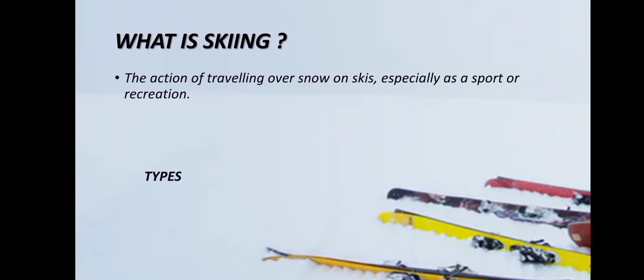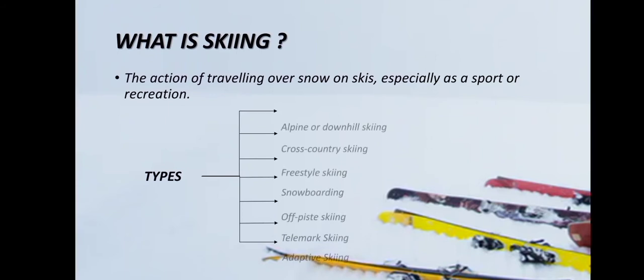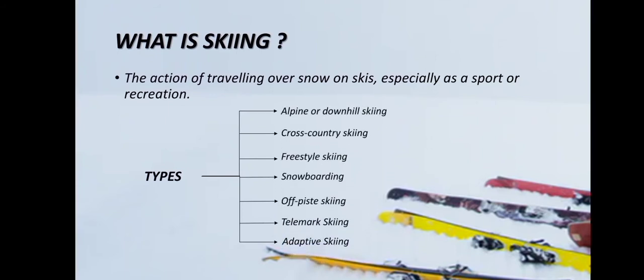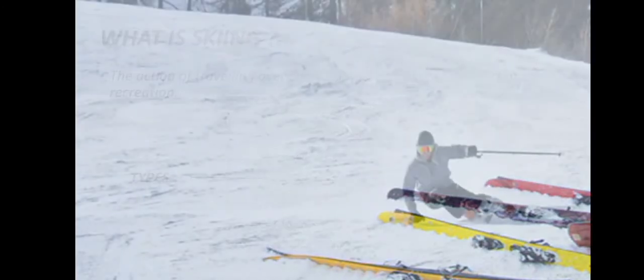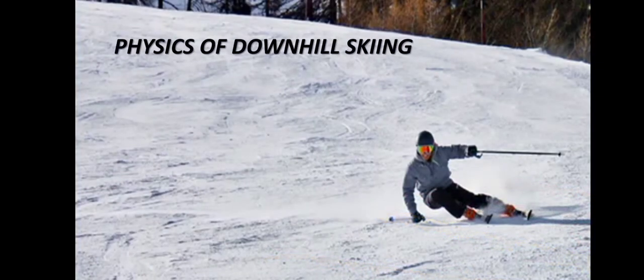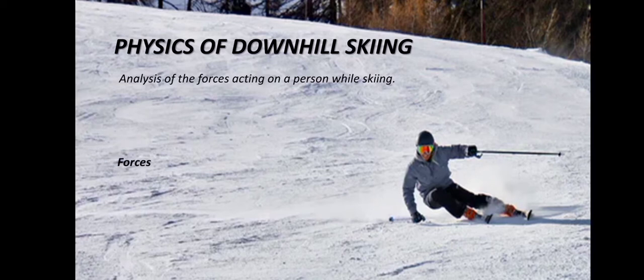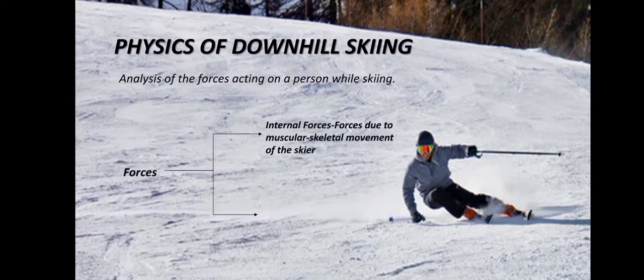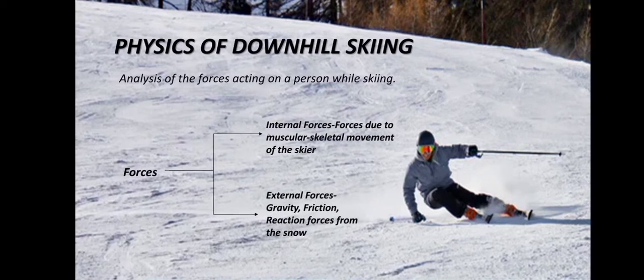There are various types of skiing, such as alpine or downhill skiing, cross country skiing, freestyle skiing, snowboarding, off piste skiing, telemark skiing, and adaptive skiing. Physics of downhill skiing. There are two types of forces that act on a person while skiing: internal forces and external forces. Internal forces are forces due to musculoskeletal movement of the skier. External forces are due to gravity, friction, and reaction forces from the snow.